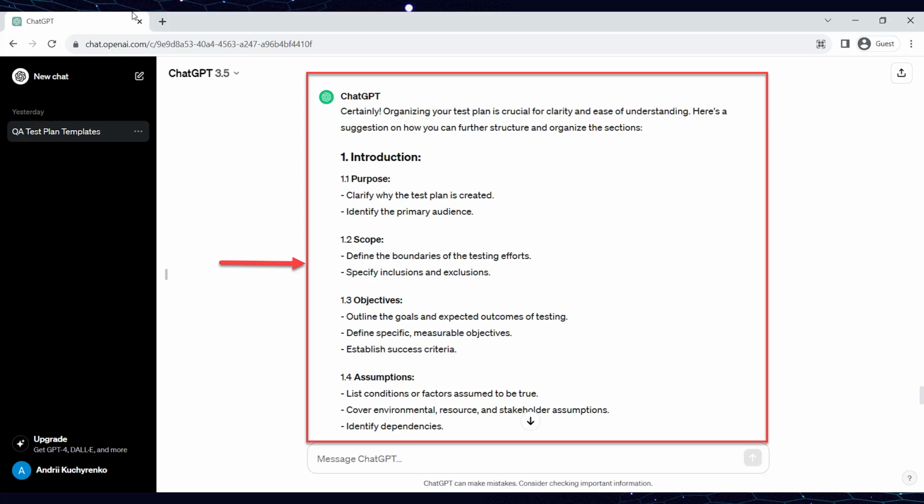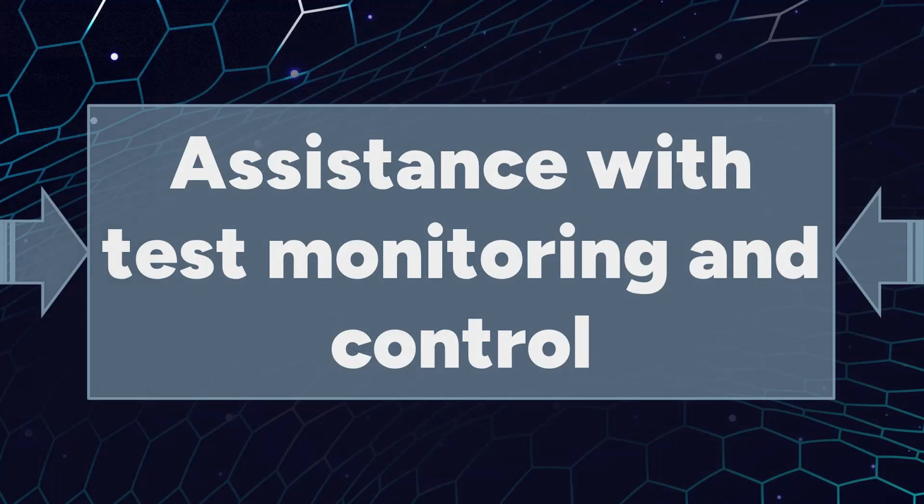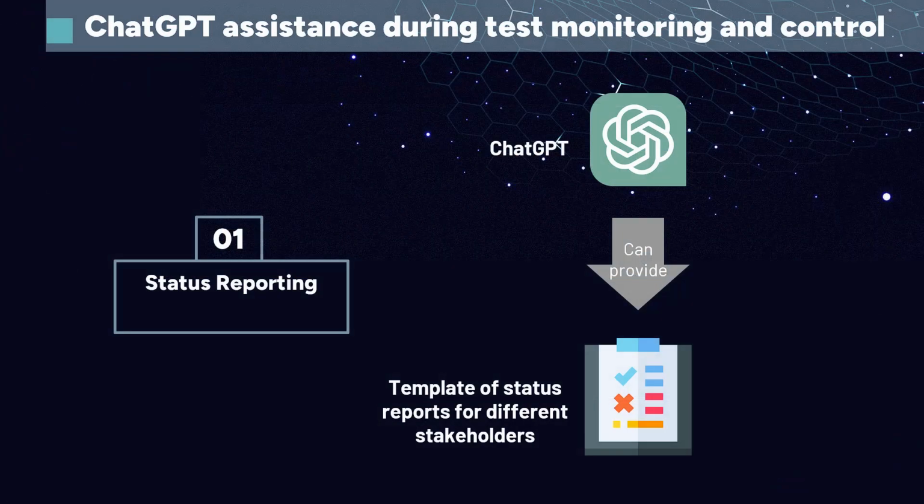Let's move on to the next case where the QA engineer might use ChatGPT, and that is number 3, assistance with test monitoring and control. One of the scenarios when ChatGPT could be beneficial during test monitoring and control is status reporting. A QA engineer might use ChatGPT to assist in drafting clear and concise status reports for different stakeholders, describing the current testing status, progress, and any challenges faced.